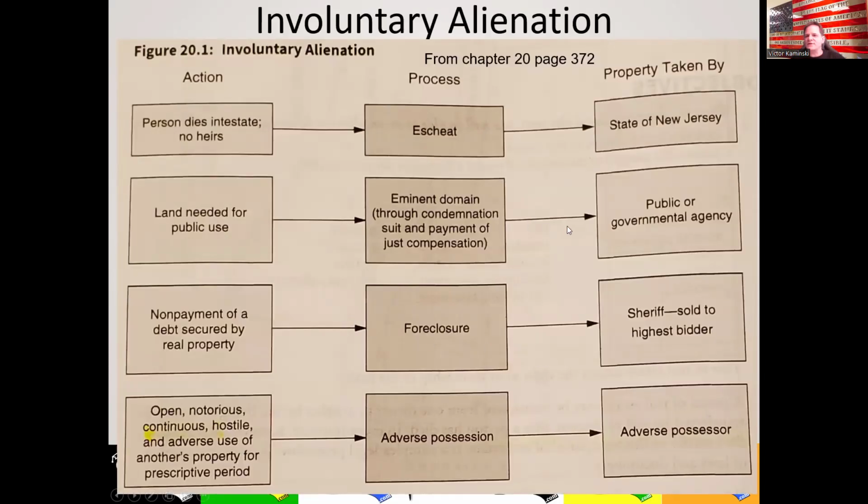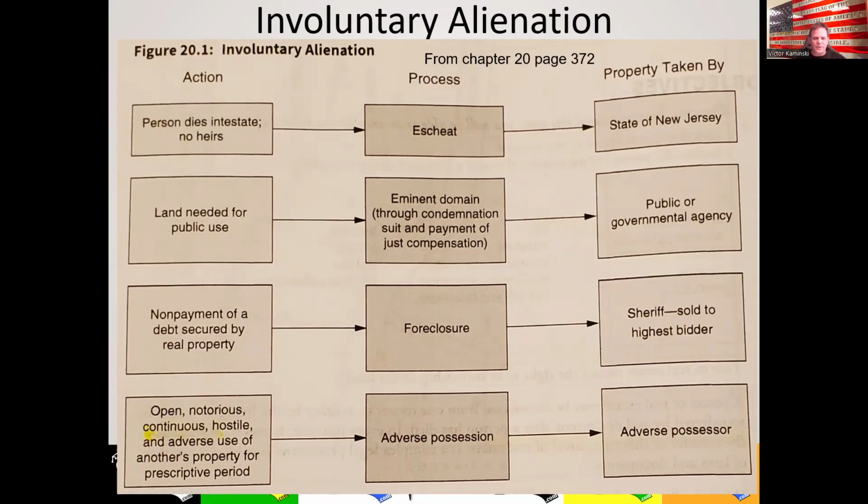All right, so let's look at different types of involuntary liens. So we'll start off with the process of escheat. How does that work? Well, a person dies intestate with no heirs. And through the process of escheat, the state takes the property. Eminent domain through condemnation suits and payment of just compensation. If land is needed for a public use, eminent domain powers are enforced, and the property is taken by a public or governmental or quasi-governmental agency.